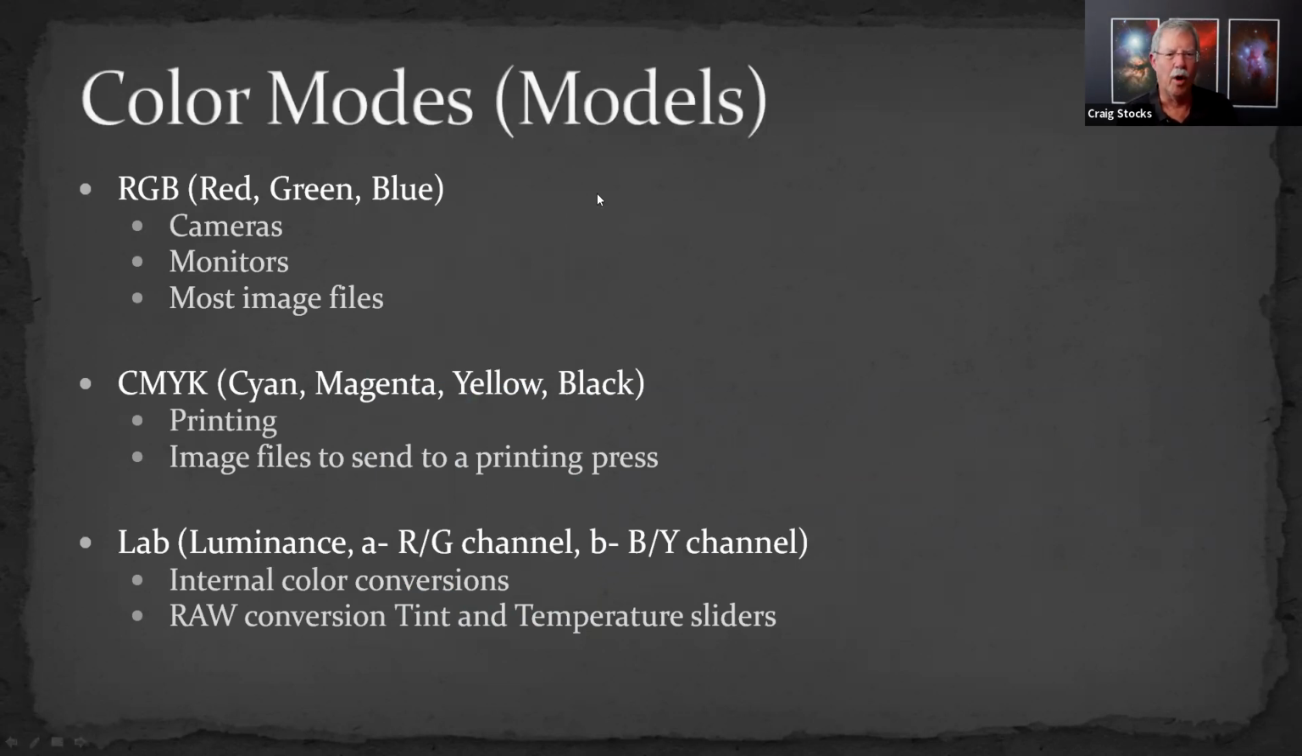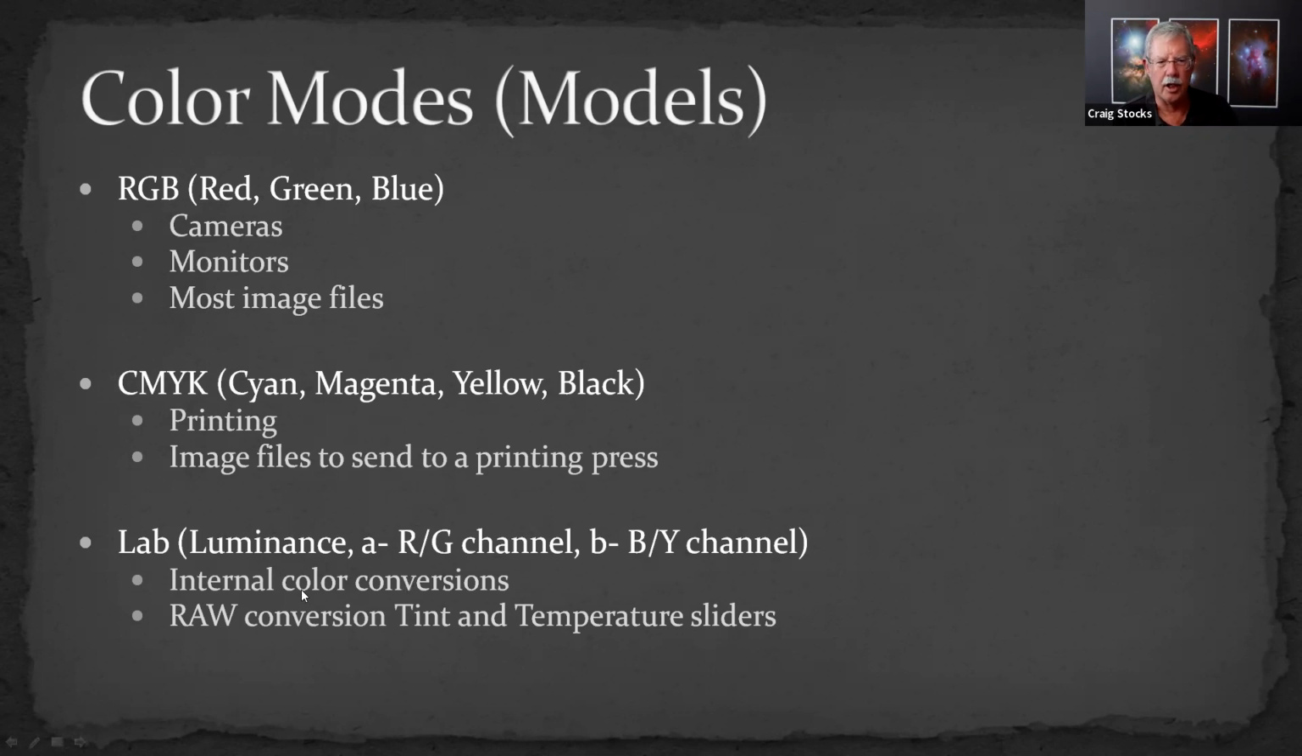So one more detail to trip us up is color modes or color models. You'll hear them used interchangeably. We've been talking about RGB, which is a color mode or a color model. In cameras, monitors, generally most image files are going to be in an RGB color model. CMYK is a different color model, and it's generally used for printing on offset printing presses. If you're sending files off to be printed on a printing press, they may require that you send them in CMYK rather than RGB, and that's a conversion you can do in Photoshop.